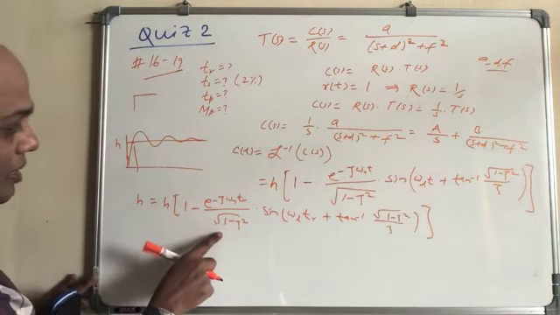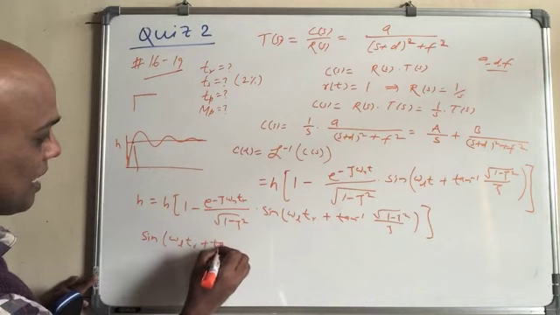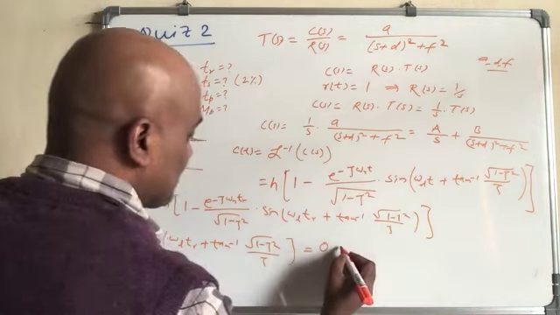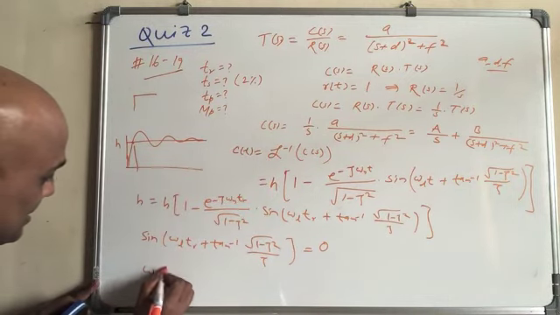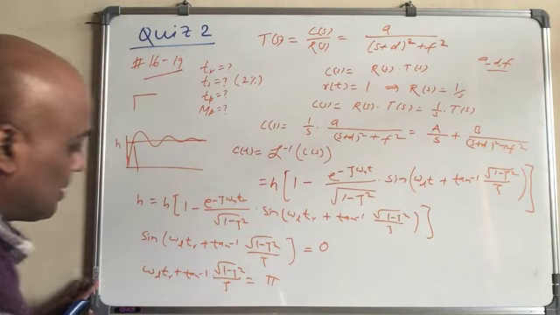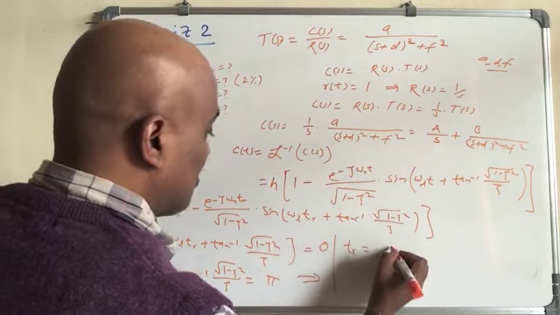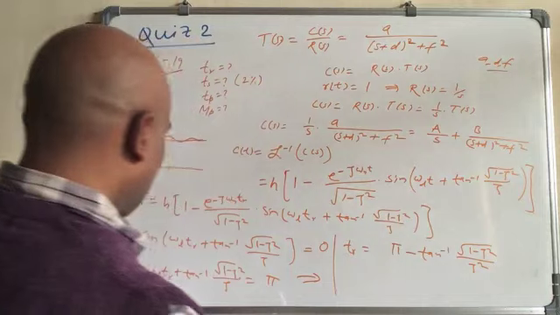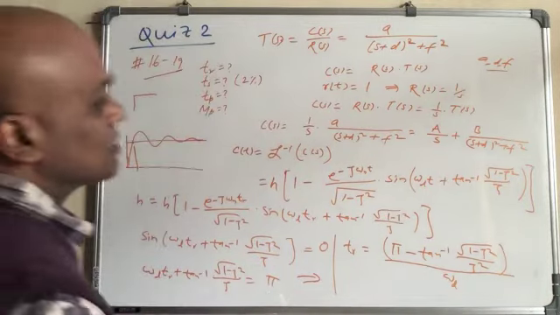So finally, what you get is simply sine of omega d tr plus tan inverse of root 1 minus zeta square over zeta is equal to 0. That really means this value has to be pi, because this is the first time it is reaching here. So from here to here is a pi. So you get omega d tr plus tan inverse of root 1 minus zeta square over zeta equal to pi. And hence from here you get tr equal to pi minus tan inverse of root 1 minus zeta square over zeta, divided by omega d. So this is what the expression is.